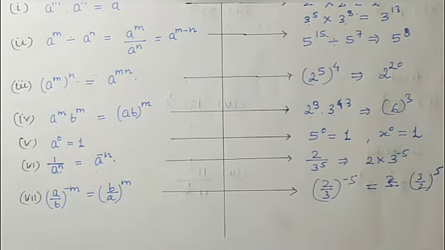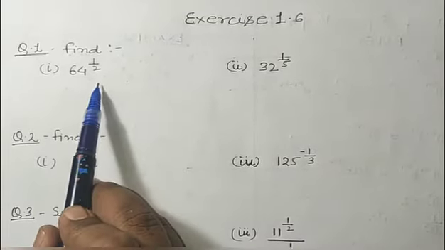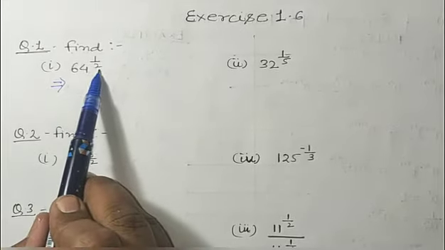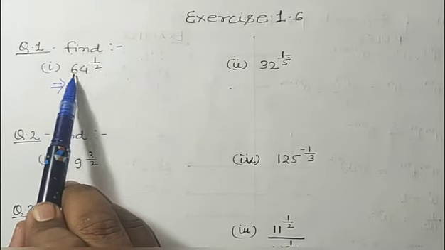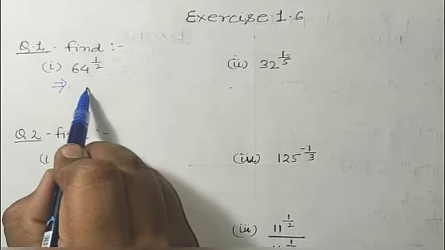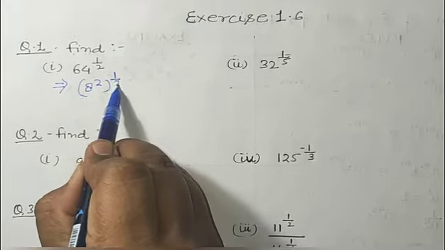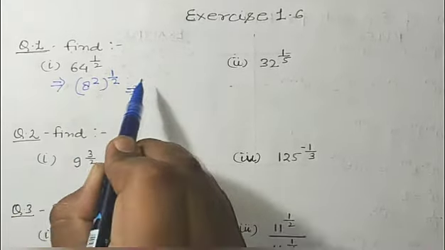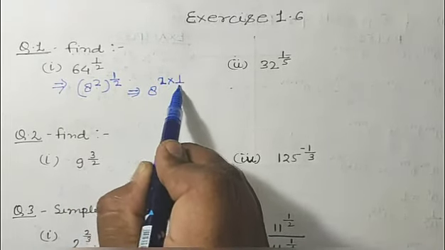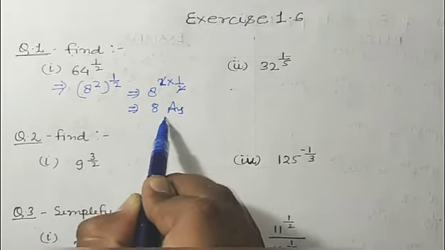Now coming to the exercise. Exercise 1.6. First question is 64 to the power 1 by 2. The power is 1 by 2, so firstly we will try to represent 64 as the square of a number. 64 is the square of what? 8. And the whole power is 1 upon 2. When power and power are there, the powers will be multiplied, so 2 will be multiplied with 1 by 2. This will cancel out, and your answer will be 8.